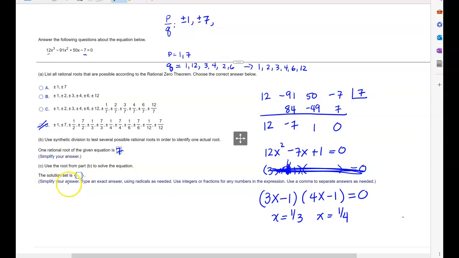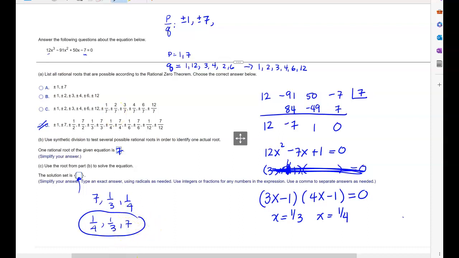So now you're asked to find the solution set. So that means you include all the zeros, which are 7. That's the first one you got. And then 1/3, 1/4. Is this required to be arranged in order? I don't think so. Or you can arrange it in order just to be sure. Arranged in order would be 1/4, 1/3, and 7. Those are the solution set.